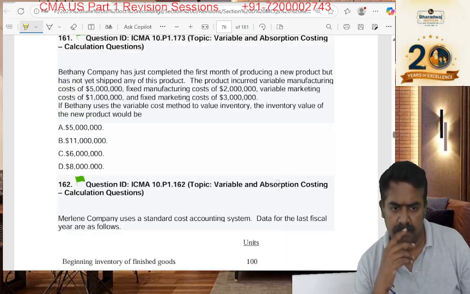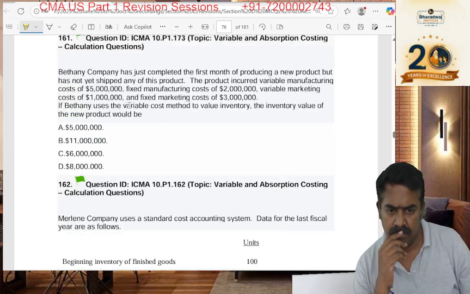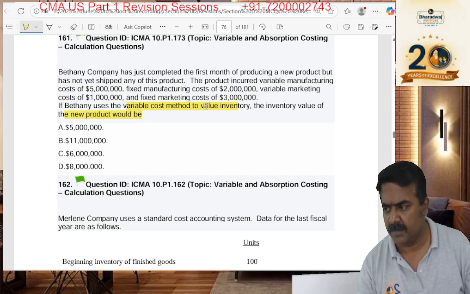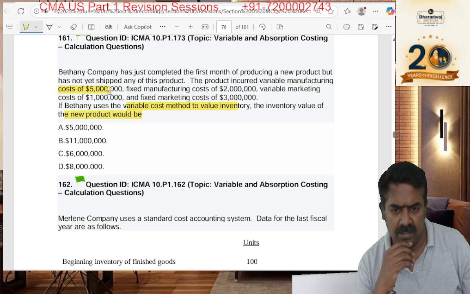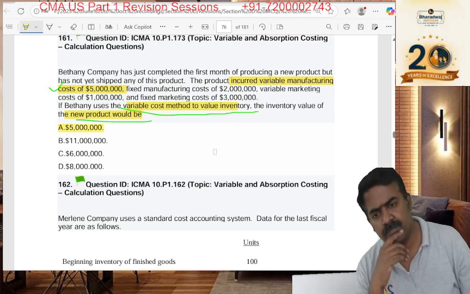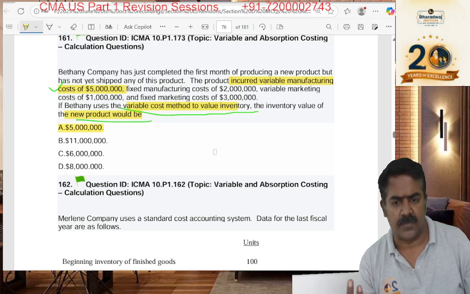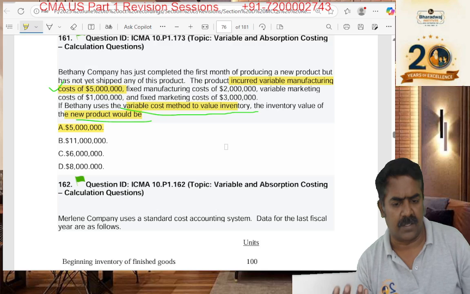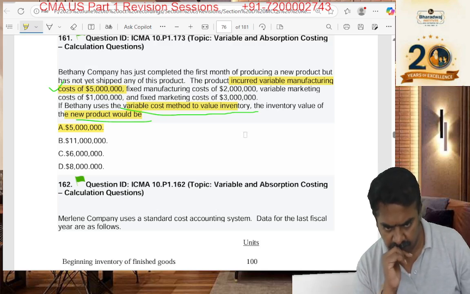Next. Simple question only, you can answer. Directly, a one line answer. Only 5 lakhs can be included. So 50 lakhs. Variable manufacturing cost is 5 million. That is the cost of inventory. That is the cost of which one? Inventory. Done.